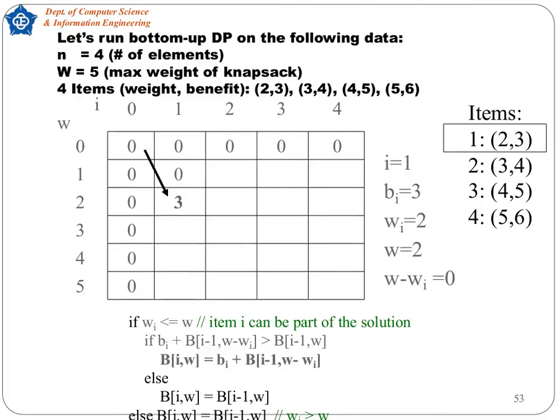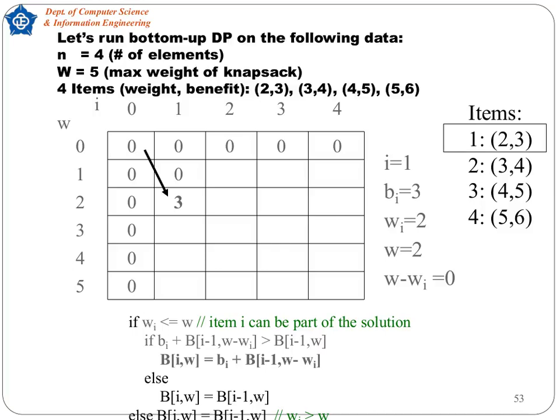Continuing our knapsack walkthrough, we still have 4 items, and capacity W equals 5. Recall each item's weight and benefit. Item 1: 2, 3. Item 2: 3, 4. Item 3: 4, 5. Item 4: 5, 6. We'll build the table B for i equals 0 to 4 and W equals 0 to 5. As before, row 0 and column 0 are all zeros. No items or no capacity means 0 benefit.